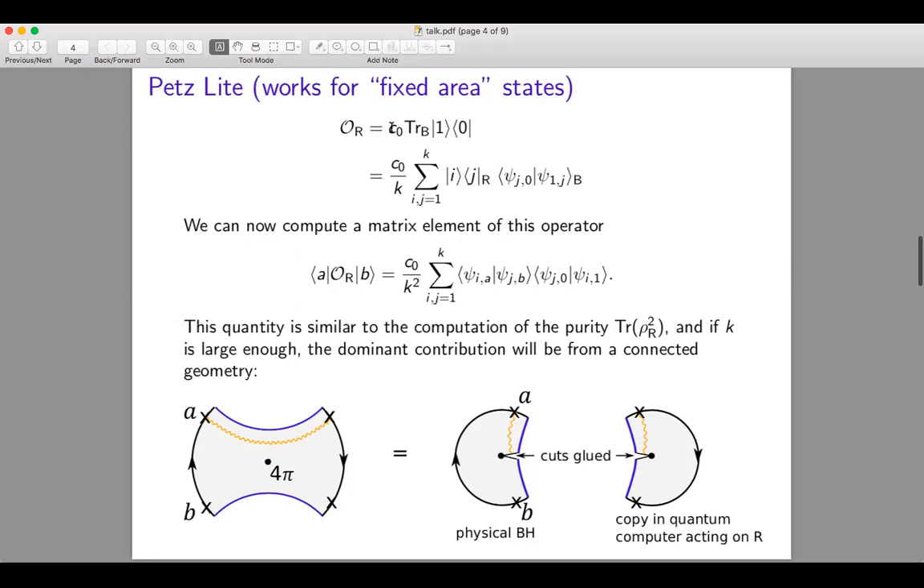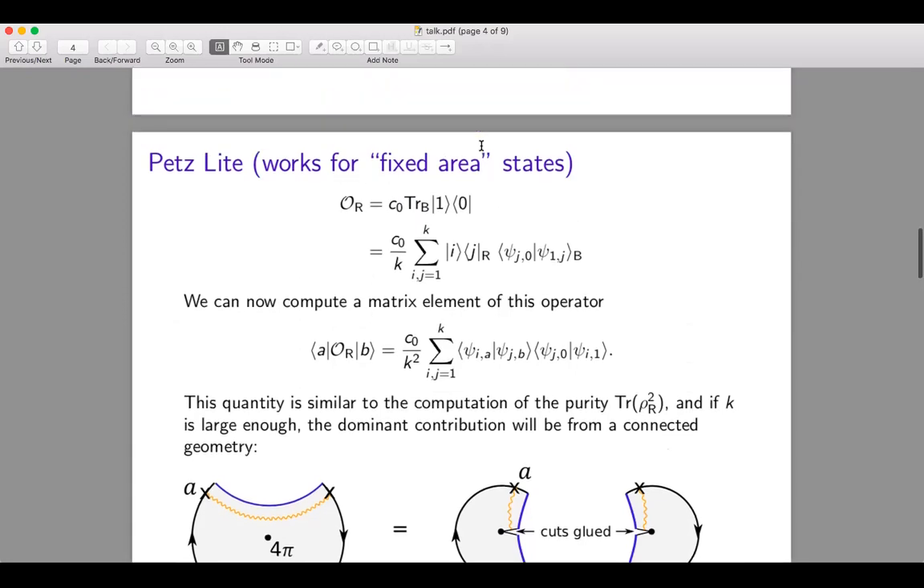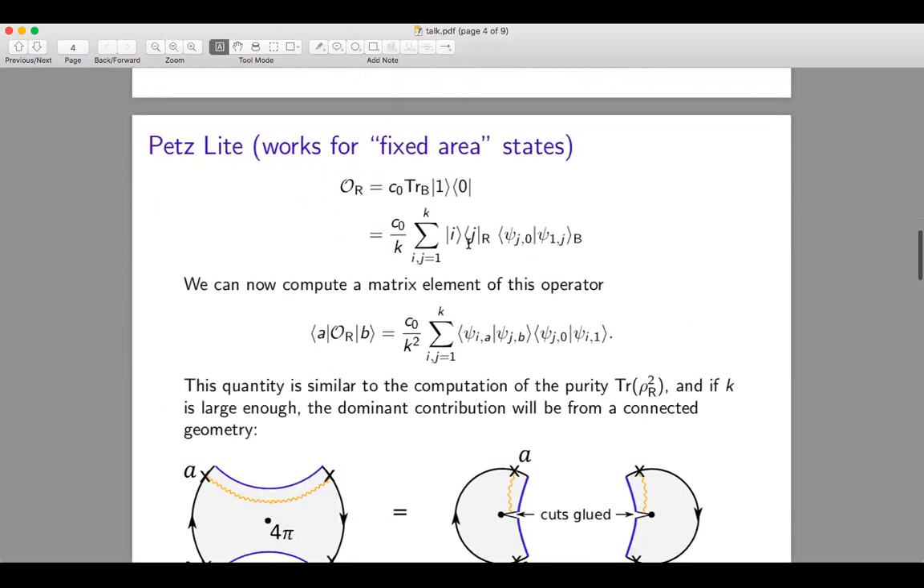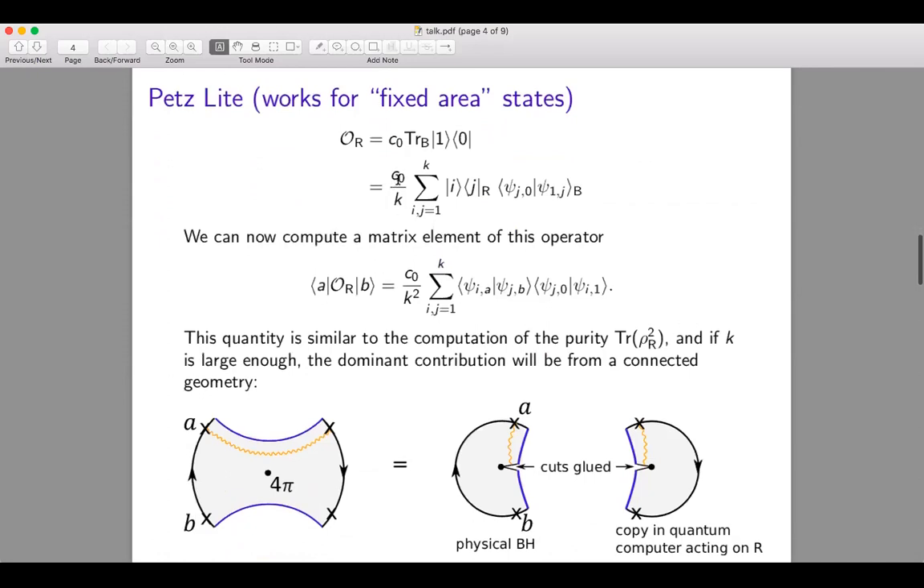And we can also include a normalization factor C0, which we could adjust later. Okay, so if you take the states in the previous slide, 0 and 1, and you write out this formula here, you find the expression C0 over K times the sum over I and J of this stuff on the right-hand side. So that's a maybe naive, but a candidate operator.